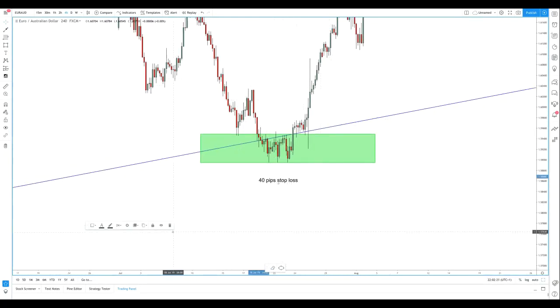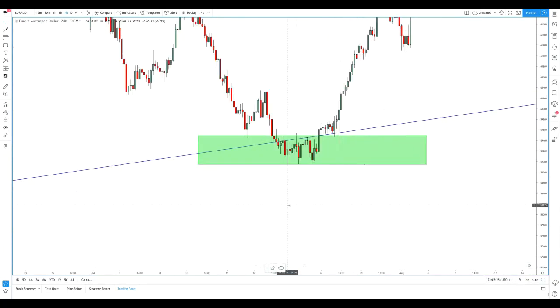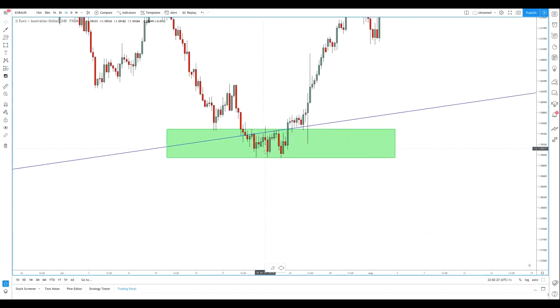In this instance on Euro AUD, we saw one push to the downside, we saw a second push to the downside, which was a double bottom with a bullish engulfing, and then we even had a third push down to the downside.